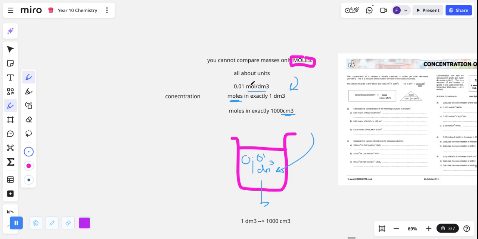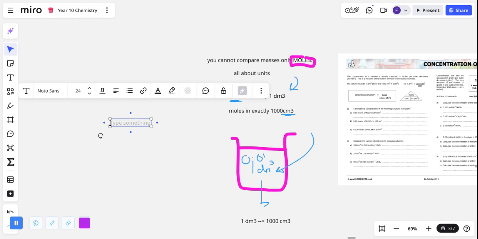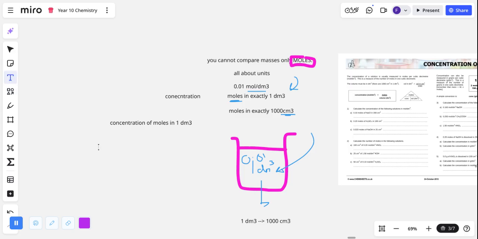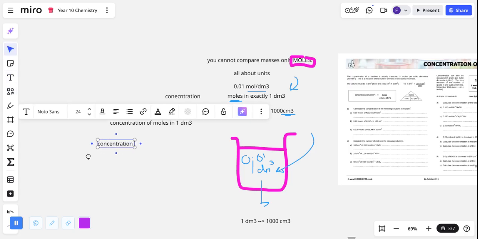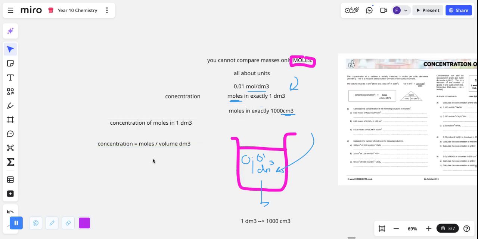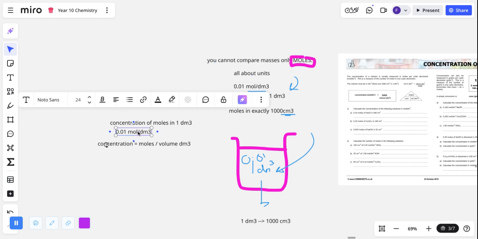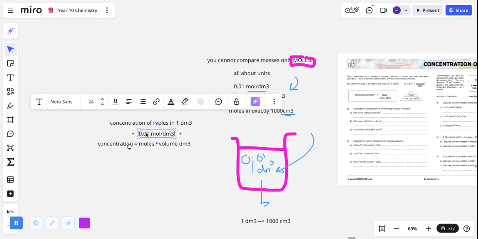And we're going to have a look at this unit in a bit more detail. So, in words, concentration is the number of moles in 1 dm cubed. Well, how do you work that out? Well, to work out concentration, I take how many moles I've got and I divide it by my volume in dm cubed. Okay? And if you notice something, the units up here of moles per dm cubed look very similar. All right? I'm going to put that there. I'm going to remove that number.